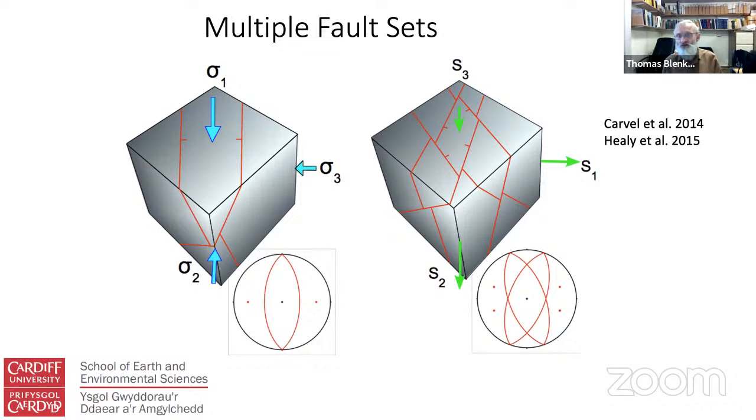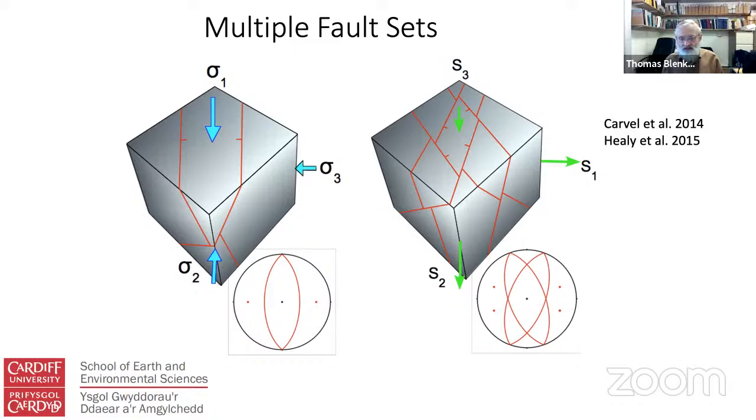These are multiple fault sets, and they're organized about the bulk strain axes rather than the stress axes. This is a very important shift in concepts about deformation zone networks, that they are more easily relatable to strain rather than stress.